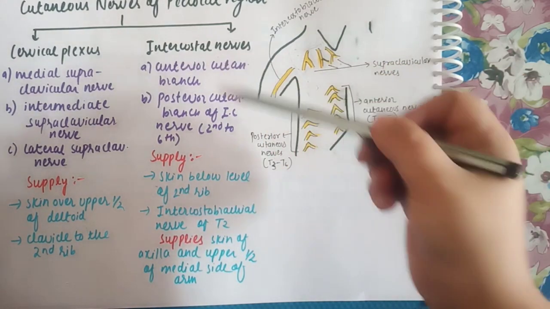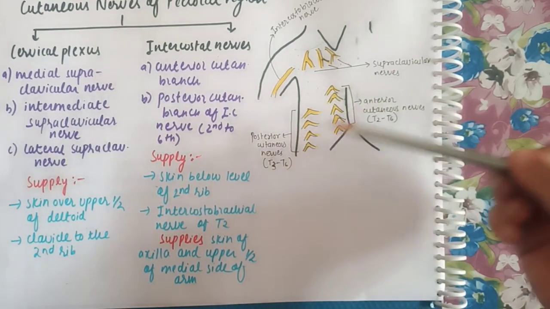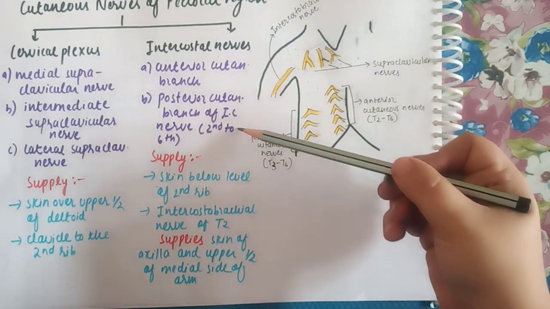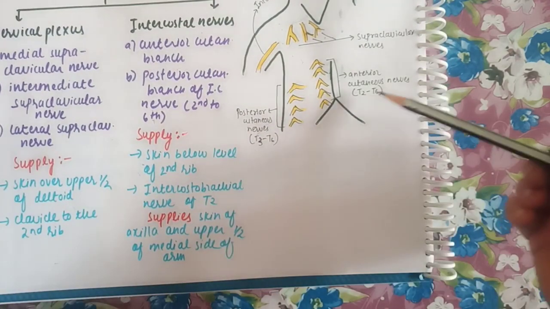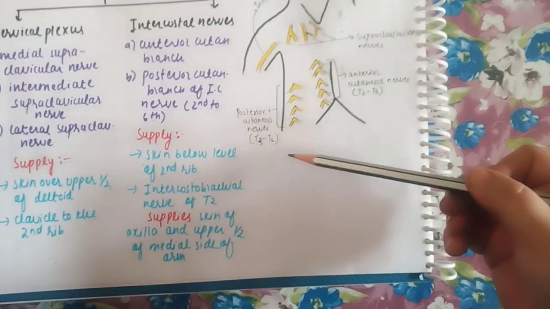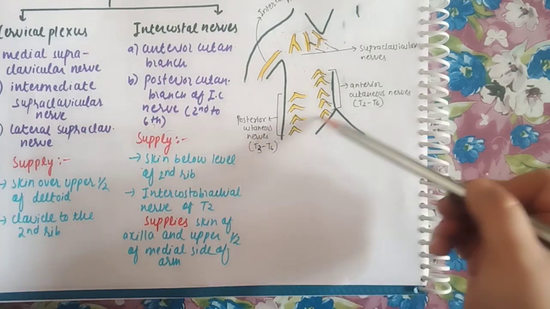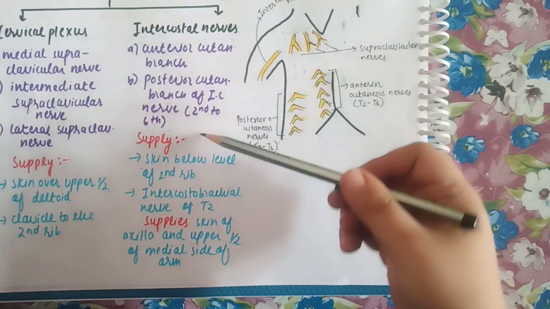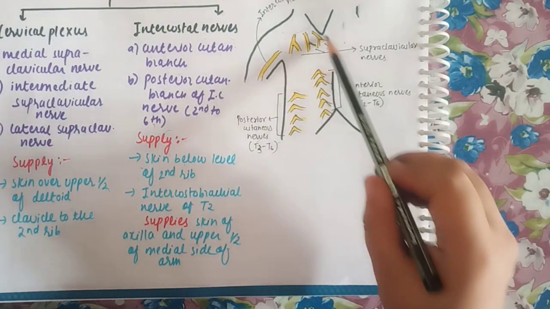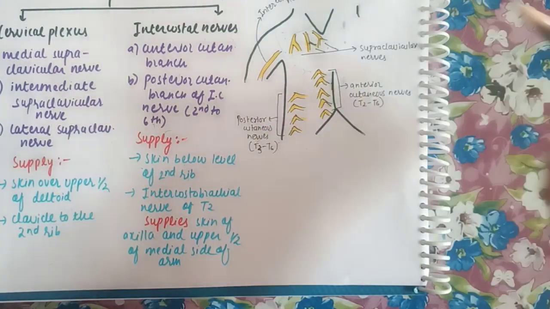Now coming on to the intercostal nerves. We have anterior and posterior cutaneous nerves, and these are known as the intercostal nerves. The anterior cutaneous branch and posterior cutaneous branch of the intercostal nerve are from second to sixth, right? So T2 to T6 is the anterior cutaneous nerve and T3 to T6 is the posterior cutaneous nerve. So indirectly, from the second to sixth thoracic vertebral levels, there are the cutaneous nerves or intercostal nerves. What they supply is the skin below the level of the second rib. Up to the second rib we know is supplied by the supraclavicular nerve. Below it is supplied by the anterior and posterior cutaneous nerves, that is the intercostal nerves.